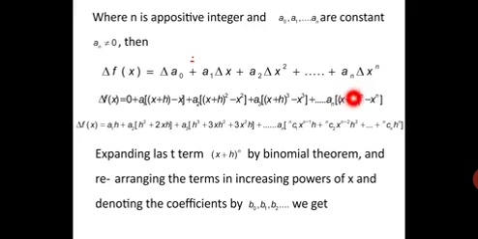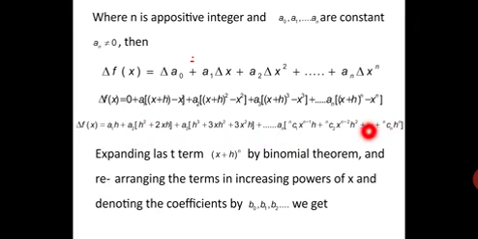This term is expanded by the binomial theorem. Here it is: nC1 x to the power of n minus 1 h plus nC2, like this, right? Here we have written the expansion of the last term, x plus h to the power of n, by the binomial theorem, and here we will rearrange all the terms. How are we going to rearrange? In the increasing powers of x. That is, the highest power will be here, and as it goes on, lower powers will be here.